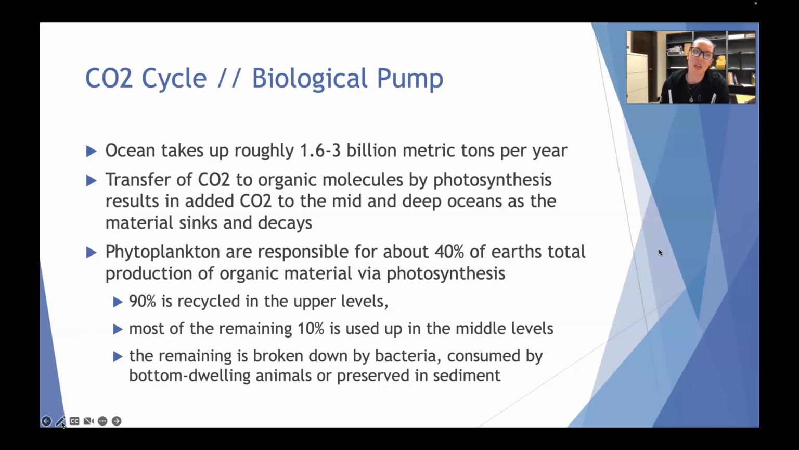So this brings us to the carbon cycle, or what's also known as the biological pump. We will revisit this idea when we get to the biology section, but it's really important to bring this up now, and how and why CO2 is affecting our oceans. So the ocean takes up roughly 1.6 to 3 billion metric tons of CO2 per year. The transfer of CO2 to organic molecules by photosynthesis results in added CO2 to the middle and deeper oceans because the material sinks and decays.